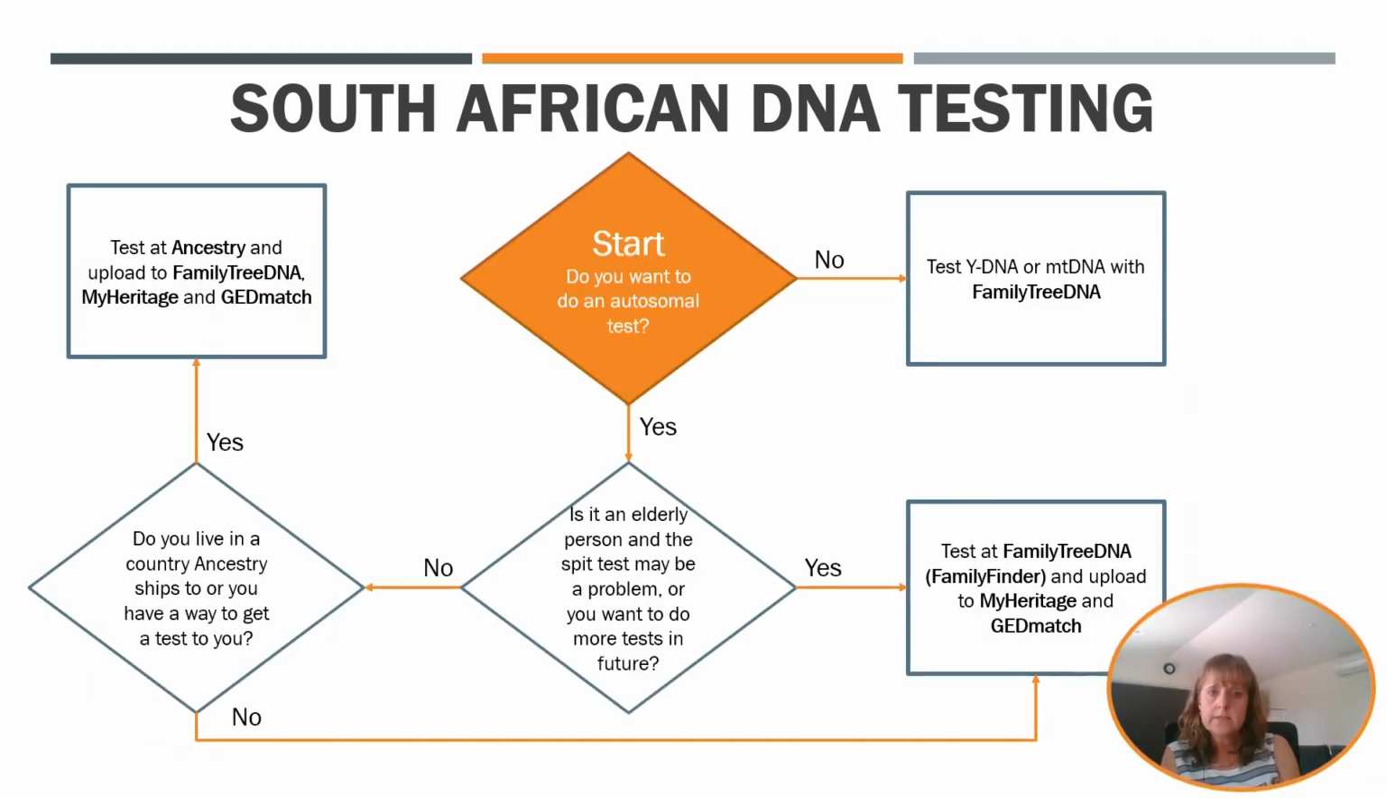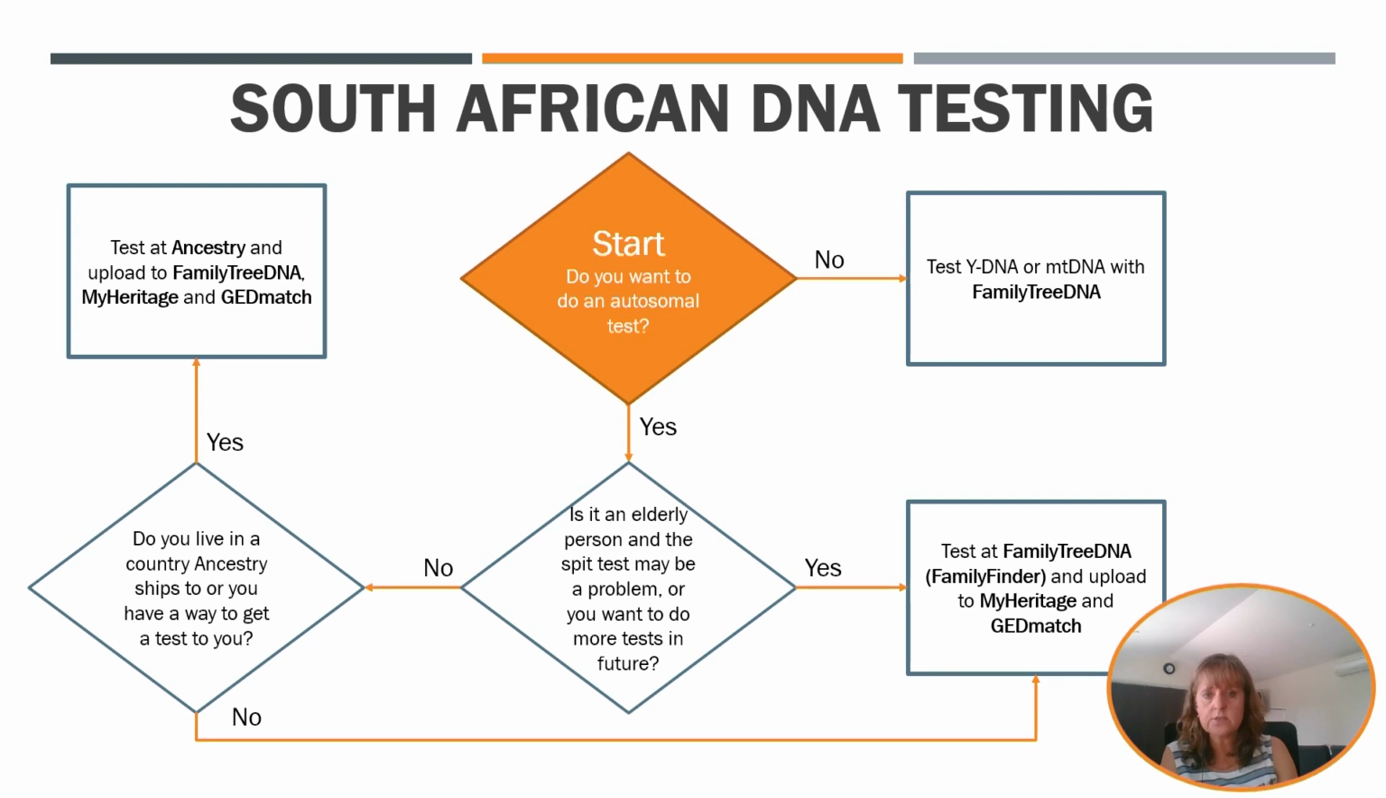This is a diagram I have created just to make the decision easier on where to test. It doesn't include the latest companies that are in South Africa. This is just around the bigger companies. So you basically start at the start and ask yourself, do you want to do an autosomal test? If the answer is no, then of course test your Y-DNA or mtDNA at Family Tree DNA.